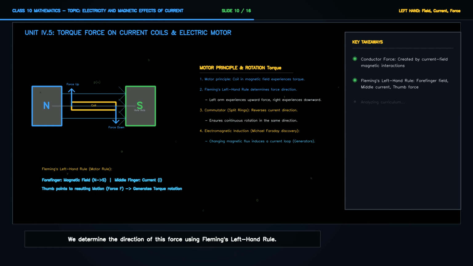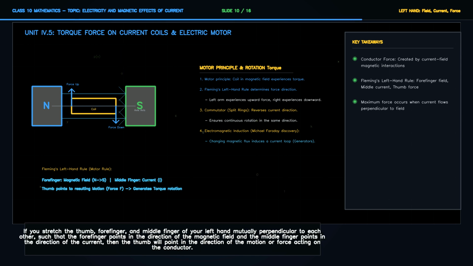If you stretch the thumb, forefinger, and middle finger of your left hand mutually perpendicular to each other, such that the forefinger points in the direction of the magnetic field and the middle finger points in the direction of the current, then the thumb will point in the direction of the motion or force acting on the conductor.